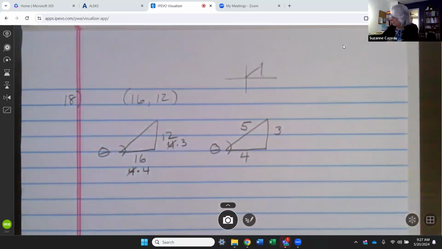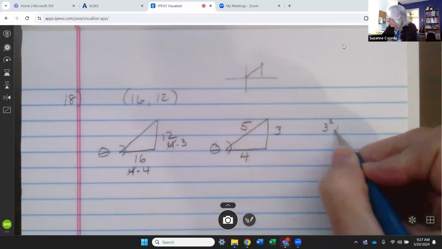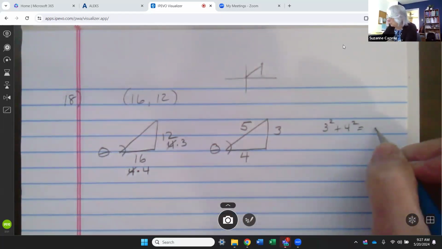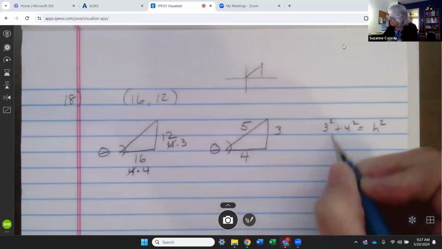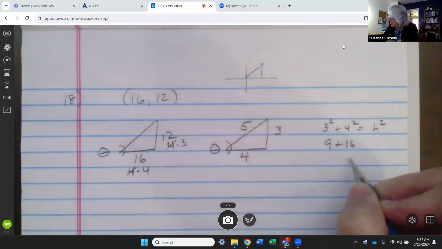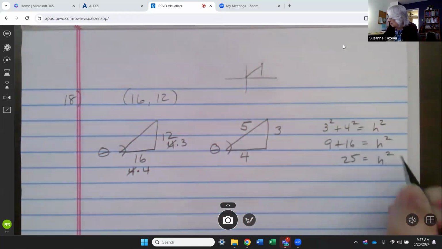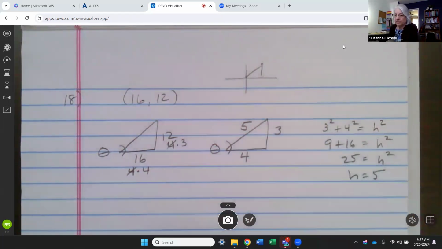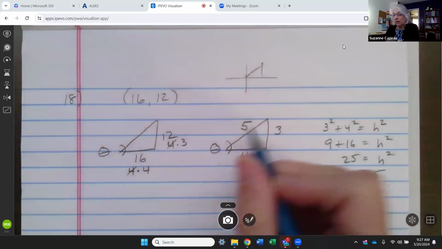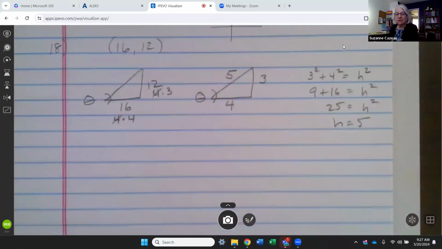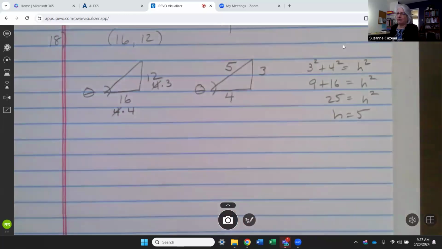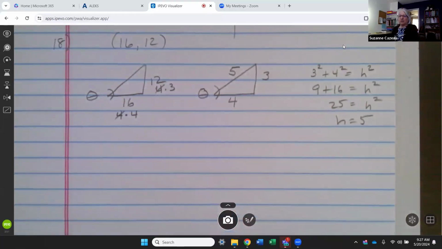If you need to confirm that, you can go 3 squared plus 4 squared is what squared? That's 9 plus 16, which is 25, and so H is 5. But there, now you can just do your trig functions. Don't try multiplying all this stuff out and get bogged down in all that nonsense when you don't need to. This is just a 3, 4, 5 triangle.